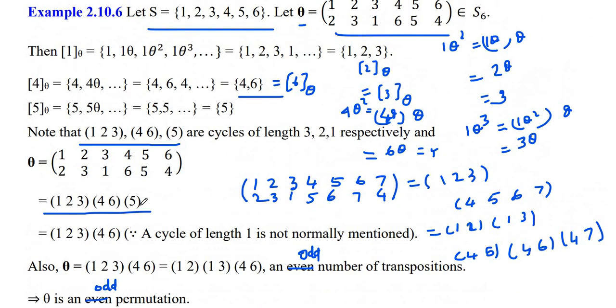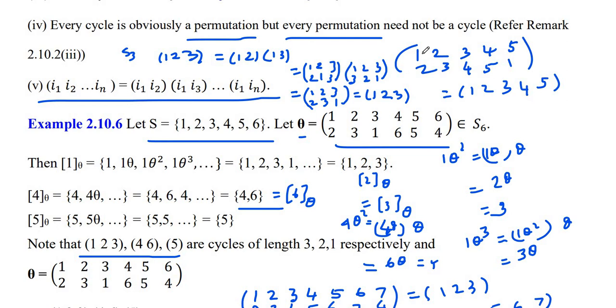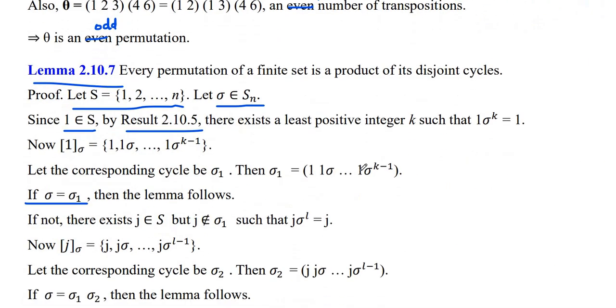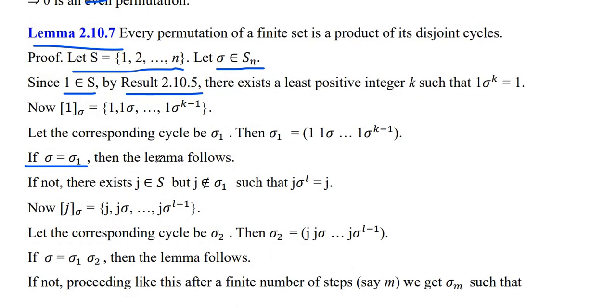Like in this case, if we consider this permutation, this is my theta, say. In this case I have only one cycle. This is the permutation that I have considered, and it is just one cycle. This is nothing but the orbit of 1 under theta and the corresponding cycle. This is my sigma 1, and this is say sigma. So sigma equals sigma 1. So in that case, we have nothing to establish. We have the lemma to be true.